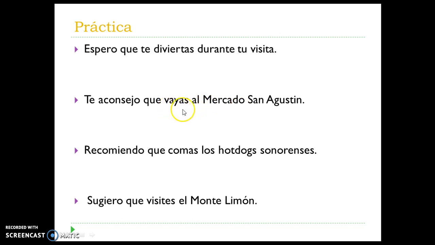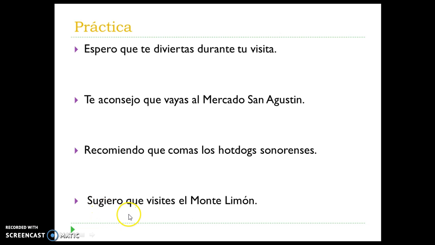Okay? Vayas is the verb ir, and it's an irregular form. This is in the subjunctive. This is in the indicative, right? The present indicative in the yo. The same thing here. Recomiendo, I recommend, que comas los hot dogs sonorenses. I recommend that you eat, comas. Yo, tú, comer is the original verb. That's why it changes to A. I recommend that you try Sonoran hot dogs. You eat Sonoran hot dogs.